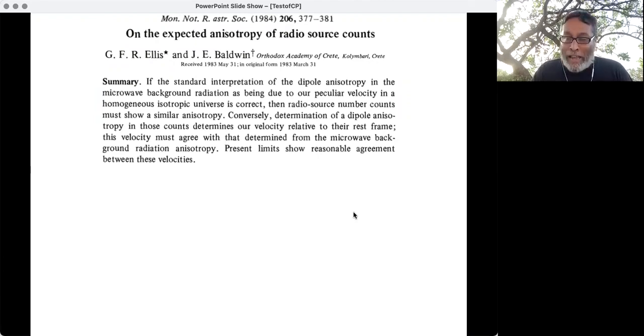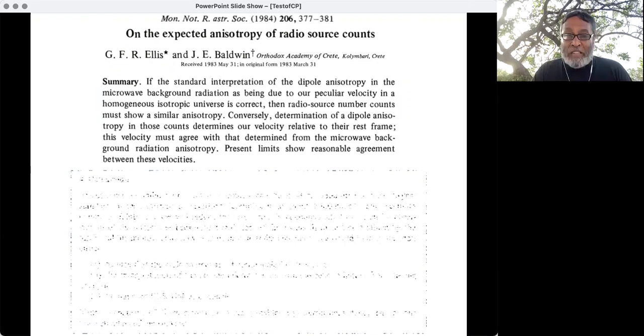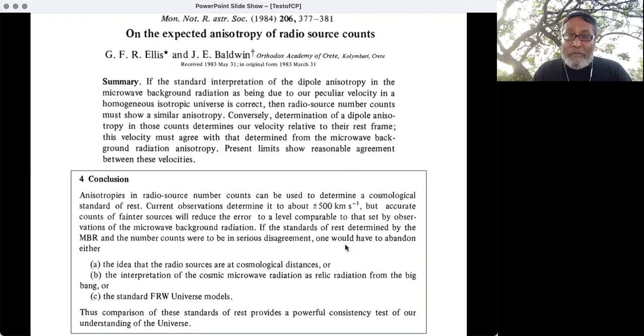And in fact, they were very aware of the significance of what they had found, because in the conclusion, they say, if the standards of rest determined by the microwave background and the number counts of radio sources were to be in disagreement, one would have to abandon either the idea that the radio sources are cosmologically distant, or the interpretation of the microwave background as relic radiation, or the standard Friedmann-Robertson-Walker universe models. So, you know, they were very clear as to the significance of this test.